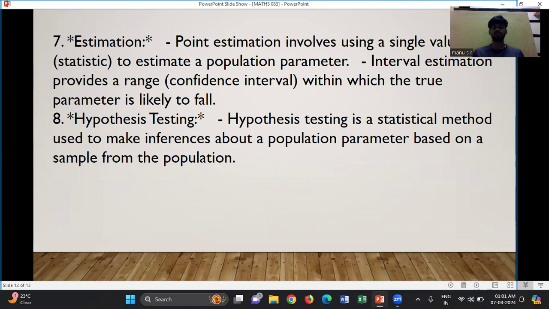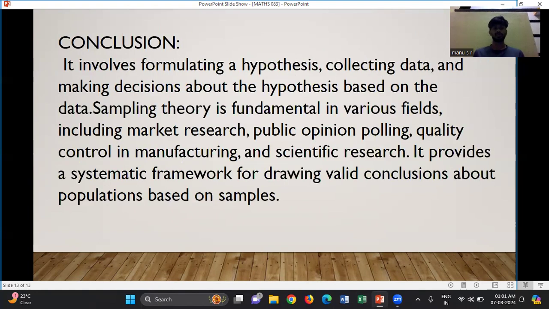Hypothesis testing. Hypothesis testing is a statistical methodology to make inferences about a population parameter based on a sample from the population. Conclusion. It involves formulating a hypothesis, collecting data, and making decisions about the hypothesis based on the data.